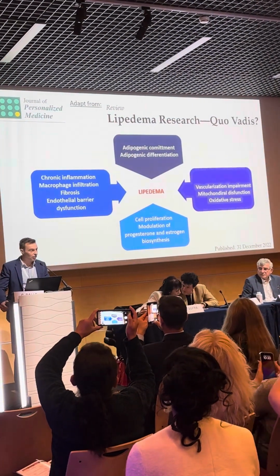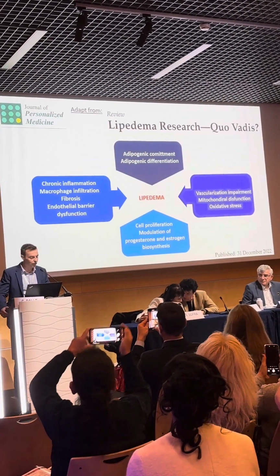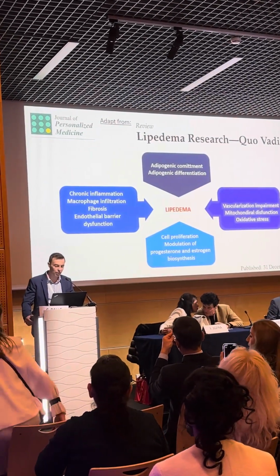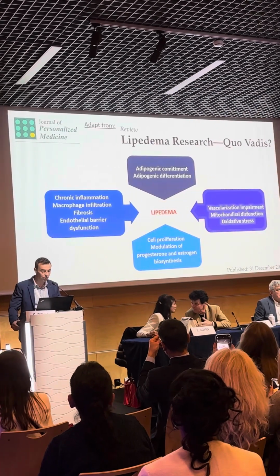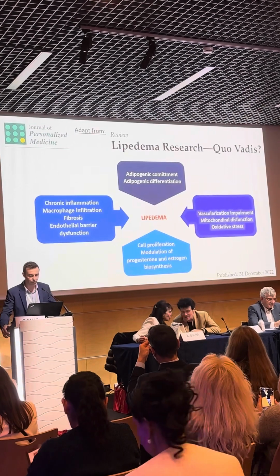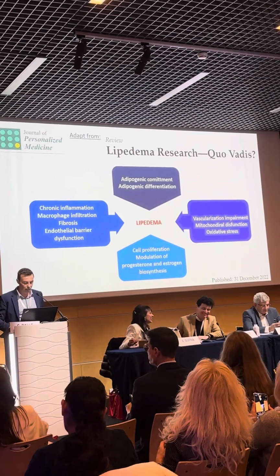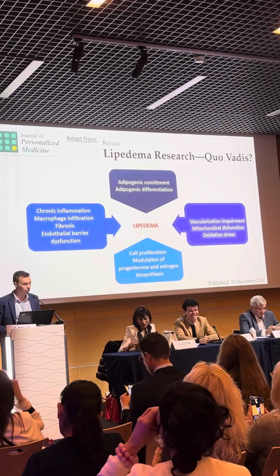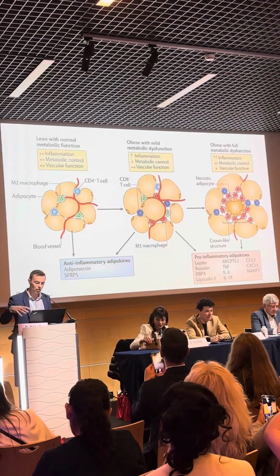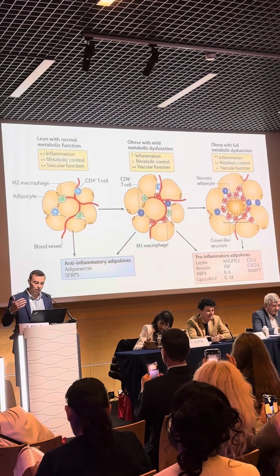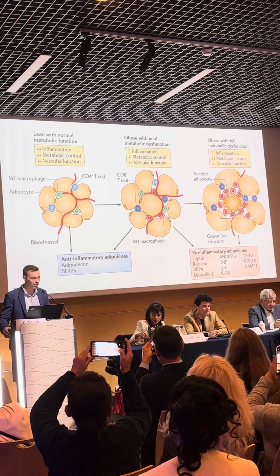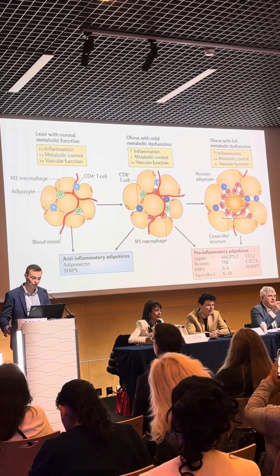Lipedema is like the aging process, because lipedema increases chronic inflammation, fibrosis, endothelial barrier dysfunction, vascularization impairment, mitochondrial dysfunction, and oxidative stress, and free radicals. And also we can see alterations of female hormones. Well, as you know, with more fat tissue, the tissue increases pro-inflammatory adipokines like TNF-alpha or interleukin-6, for example.